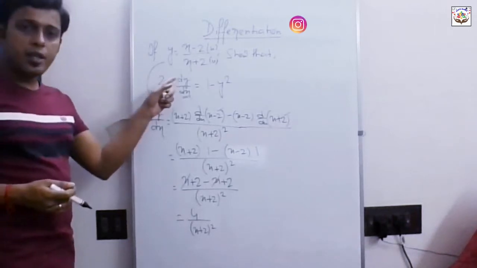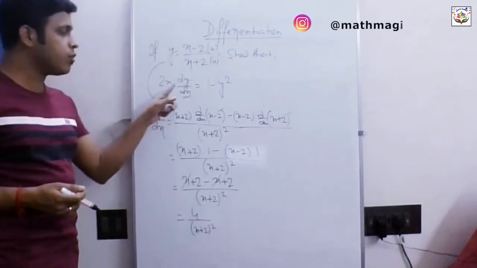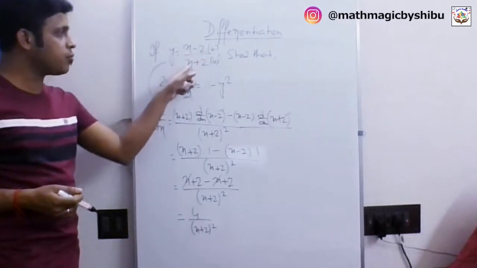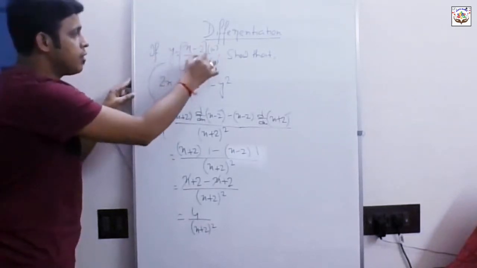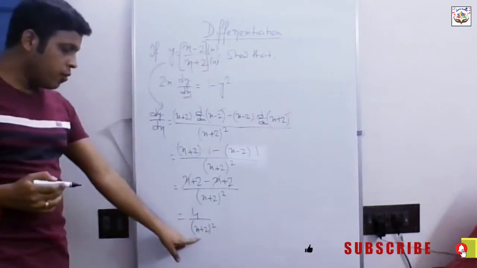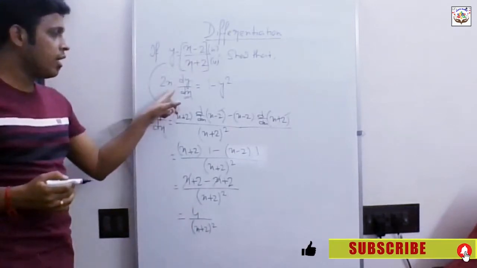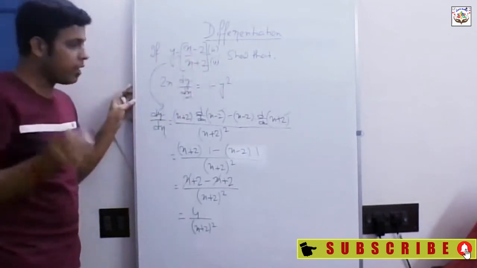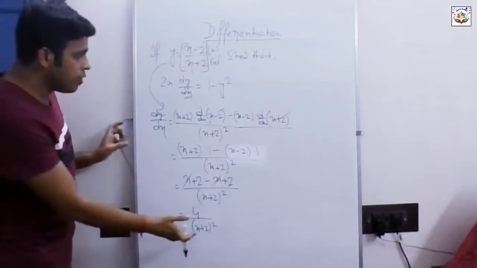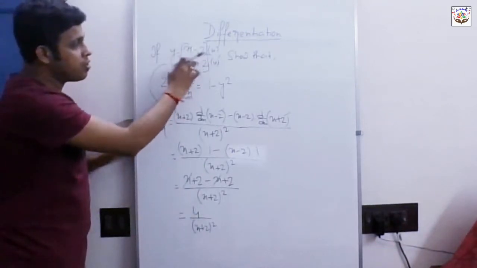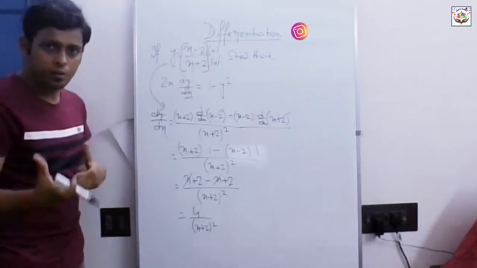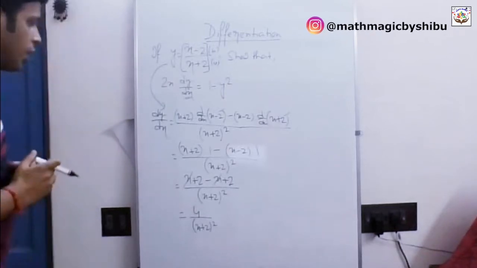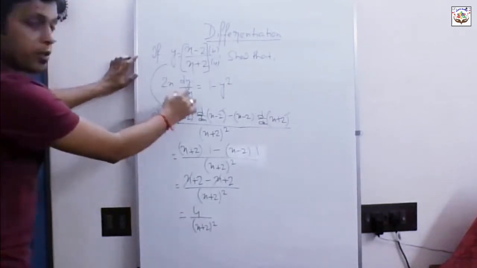Now, with dy/dx, we have to multiply 2x and need to show it is coming as 1 minus y square. Means 1 minus this part square, because y is this one. So we need to multiply this dy/dx with 2x to show that it is coming as 1 minus this square. We need to represent this part in terms of x minus 2 by x plus 2. At least we can try to express the term in terms of x minus 2 divided by x plus 2.